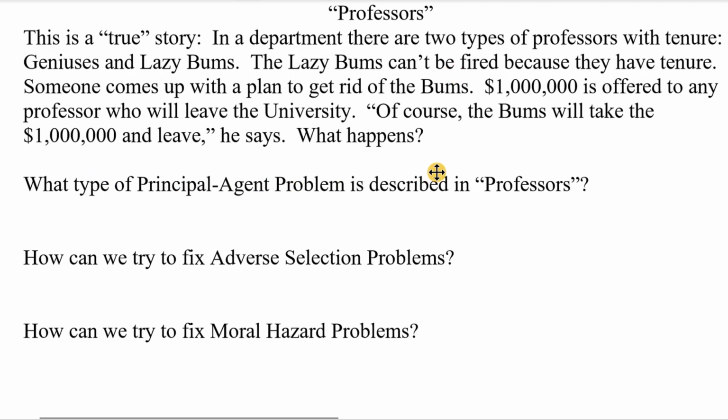What kind of principal agent problem is this? Is this moral hazard or is it adverse selection? Is it that the wrong type of person accepted the contract? That would be adverse selection. Or is it after these people signed the contract, people didn't behave correctly?